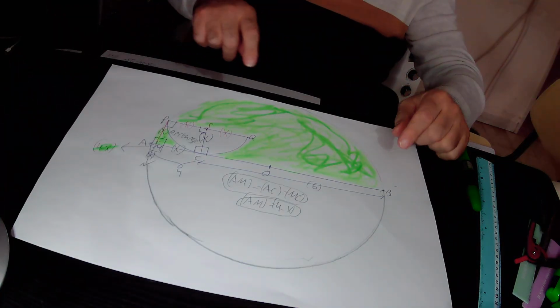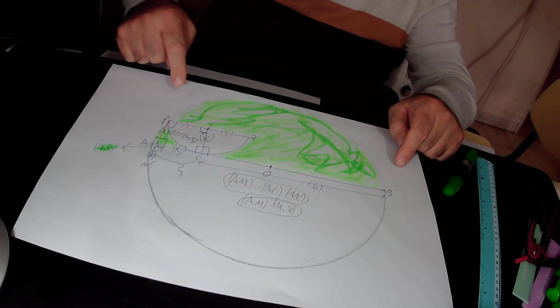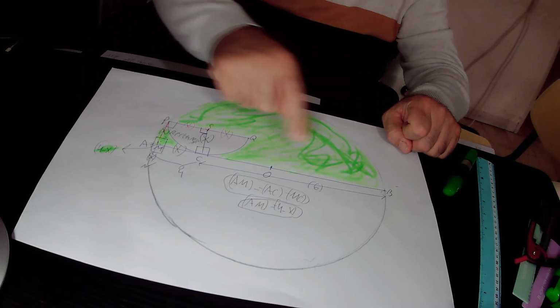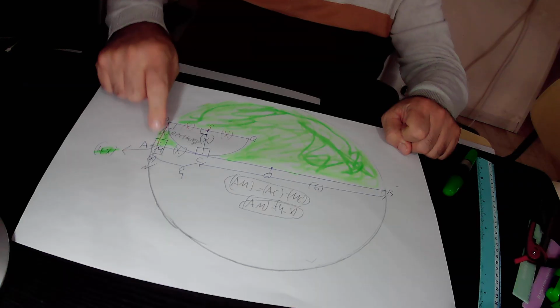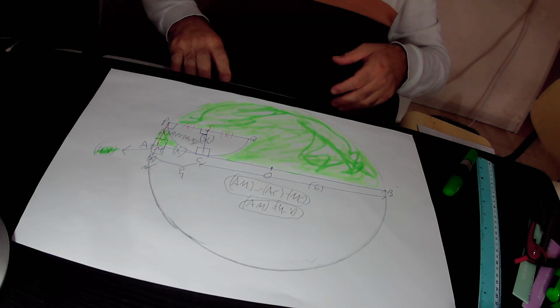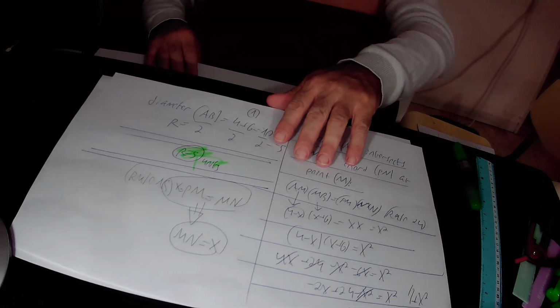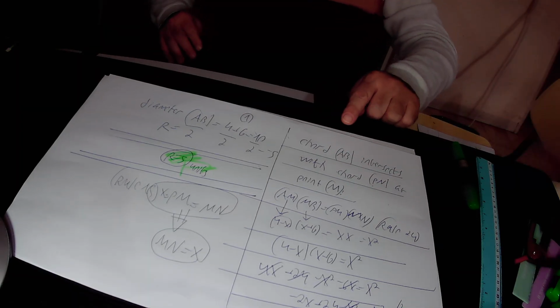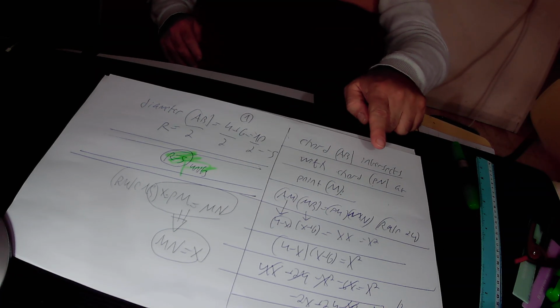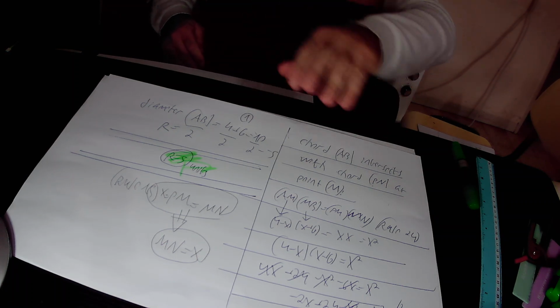So we can actually implement rule 24 in our drawing. In our drawing, we have chord AB, that is actually the diameter of this big circle. Chord AB intersects with chord PN at point M. So all the requirements for rule 24 are satisfied, and therefore we can implement here rule 24.